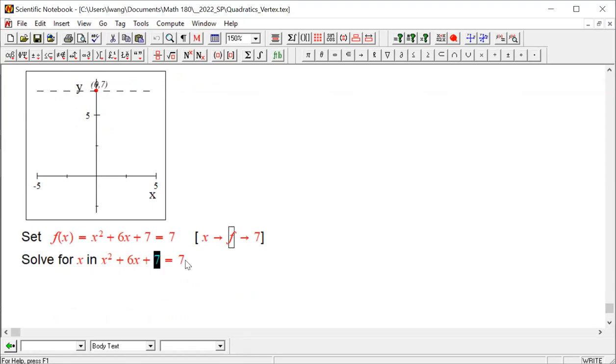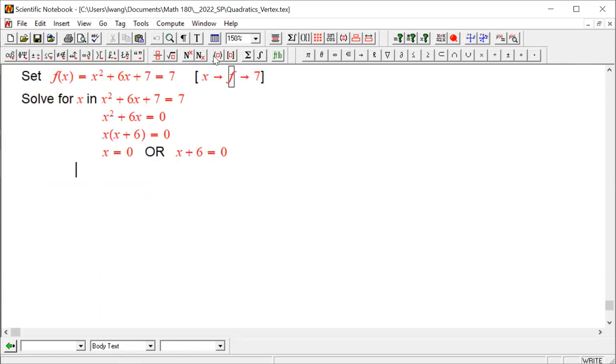There's a +7 on one side, +7 on the other side, so subtract 7 on both sides. So I will have x squared plus 6x equals 0. And then I can solve this equation very easily, right? So factor: x times (x plus 6) equals 0, right? According to principle number 5, we get x equals 0 or x plus 6 equals 0.